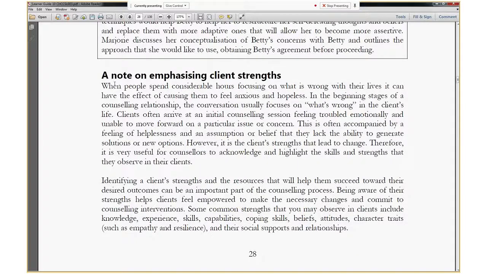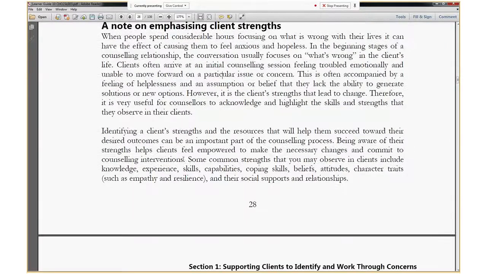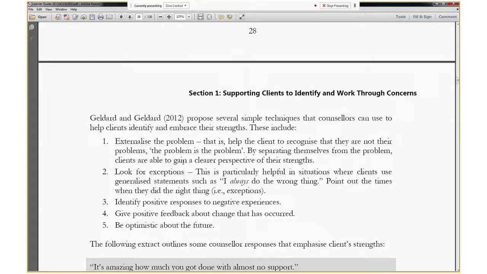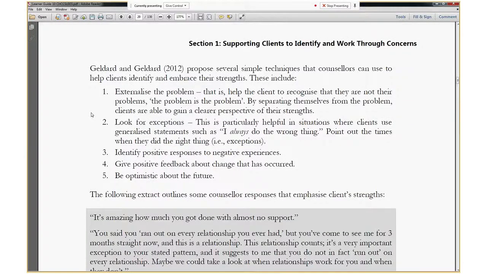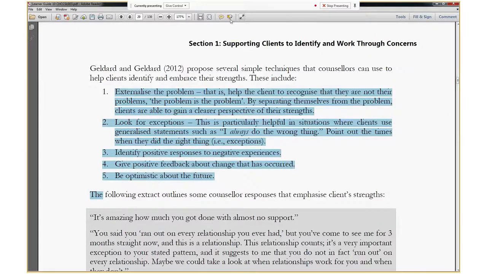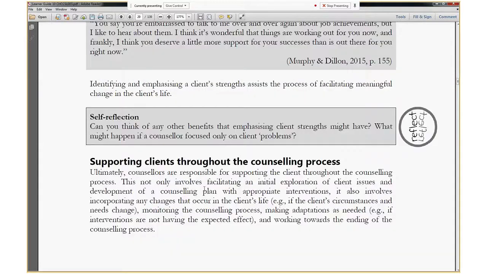Client strengths, very important. When you look at Carl Rogers' person-centered therapy and even solution-focused therapy and cognitive behavioral therapy, it's very important to help the client see that they already have the resources to solve their own problem, or that they already have done well in a previous case, or where they show great resolve and actually being able to do certain things. So praise them and acknowledge them for that. And here are a couple of ways that Geldart and Geldart mentioned that you can do that. To have a read through that one, it's page 29.